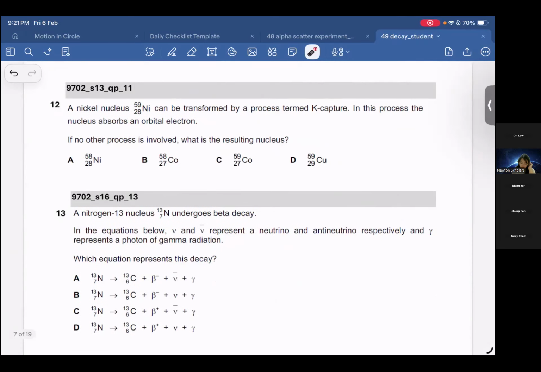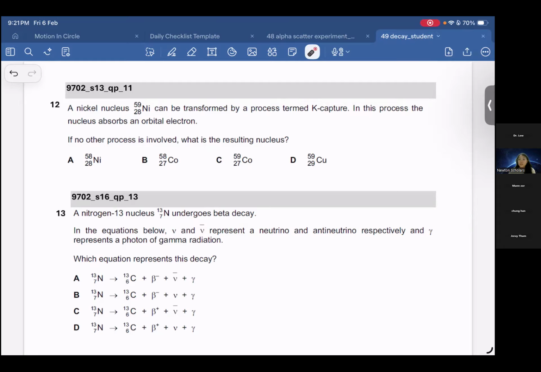Okay, then next question. A nickel nucleus is transformed by a process termed K capture. In this process, the nucleus absorbs an electron. Then after that, if no other process is involved, what is the resulting nucleus? Okay, do it.